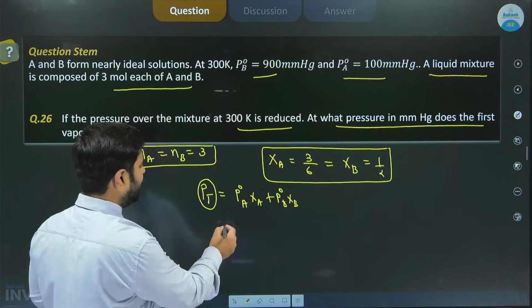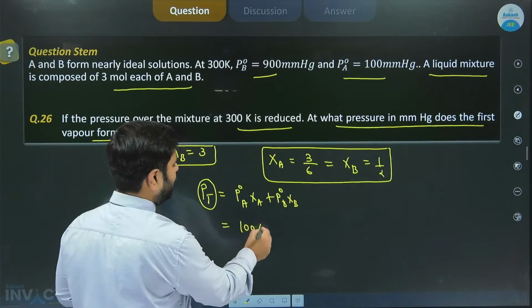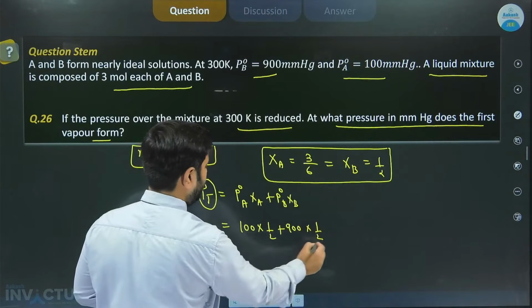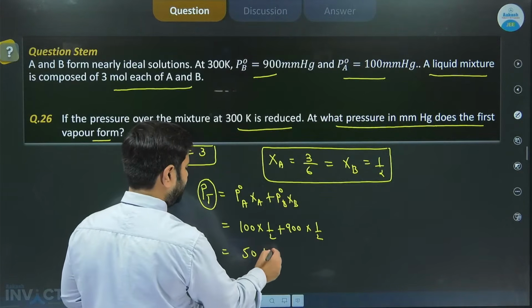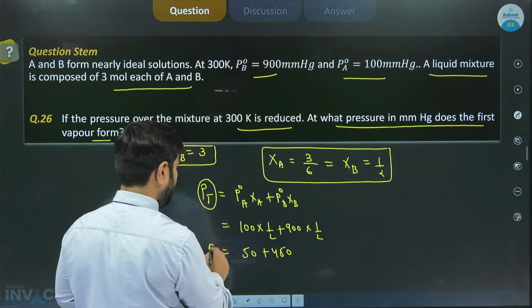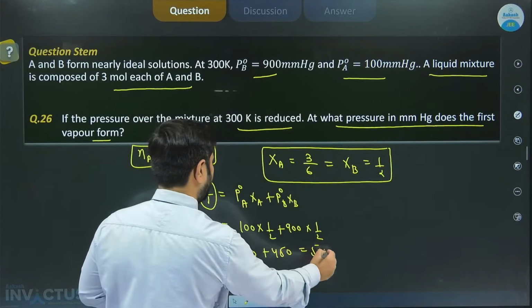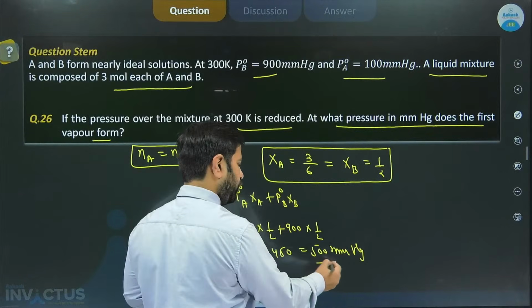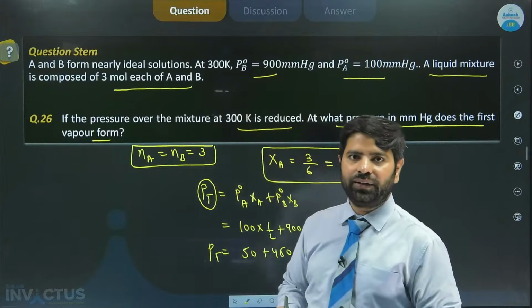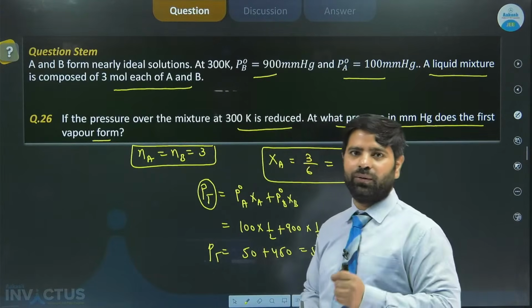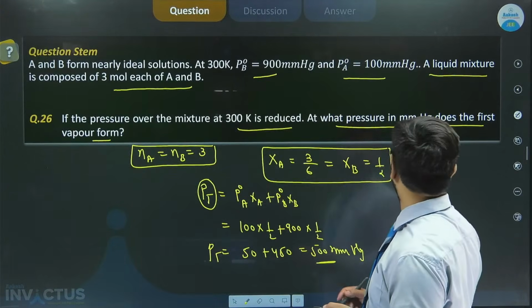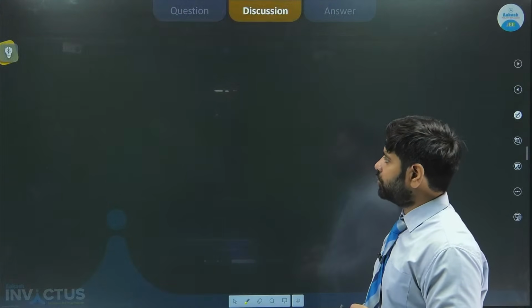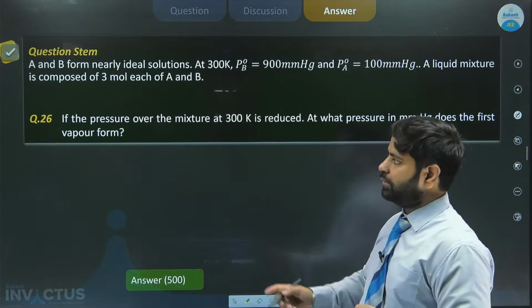So P naught A is given to us: 100 into 1 by 2 plus 900 into 1 by 2, that is 50 plus 450. PT is 500 mmHg. At this pressure, the first drop of vapor will be formed. Let's check the answer to this question. The answer given is 500.